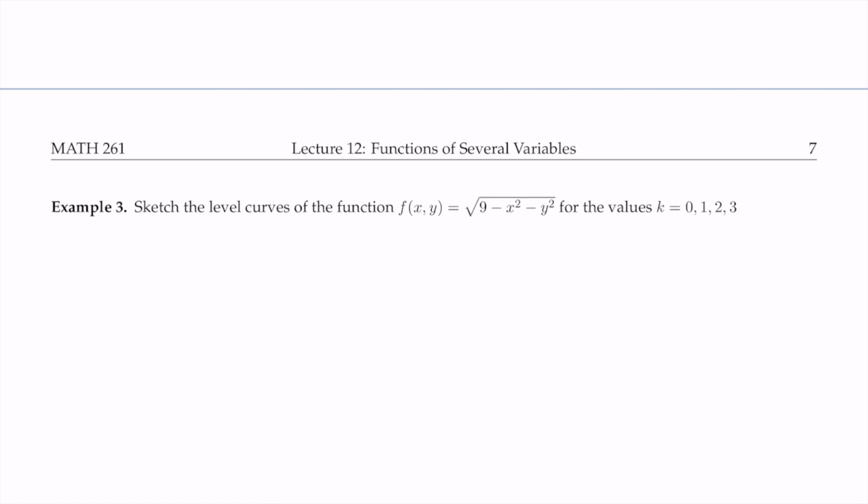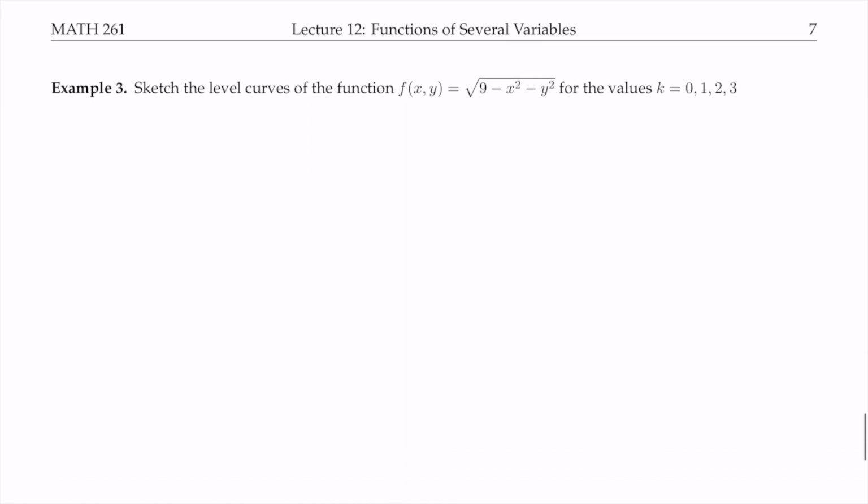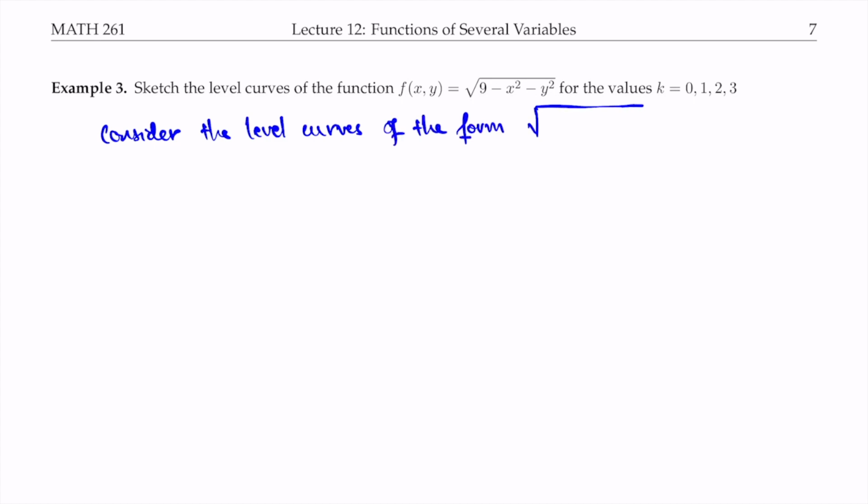So let's continue with the next example. In this example, we want to sketch the level curves of the function f of x, y equal to the square root of 9 minus x squared minus y squared for the values of k to be 0, 1, 2, and 3. So consider the level curve of the form square root of 9 minus x squared minus y squared equal to k.